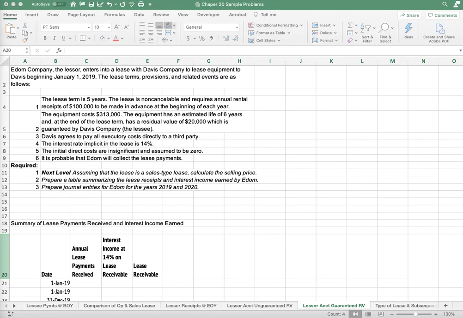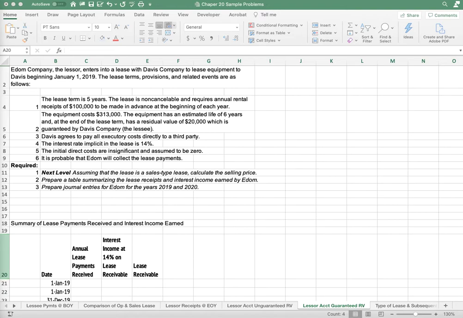A DOM Company, the lessor, enters into a lease with Davis Company to lease equipment to Davis beginning January 1st, 2019. Lease terms, provisions, and related events are as follows. The lease term is 5 years, it's non-cancelable, requires annual rental receipts of $100,000 to be made in advance at the beginning of each year. The equipment costs $313,000, has an estimated life of 6 years, and at the end of the lease term has a residual value of $20,000, which is guaranteed by Davis Company, the lessee.